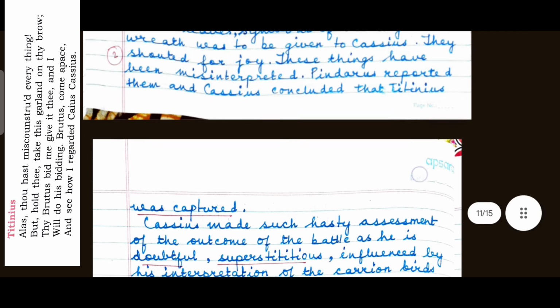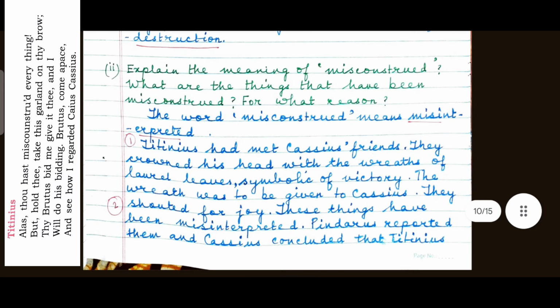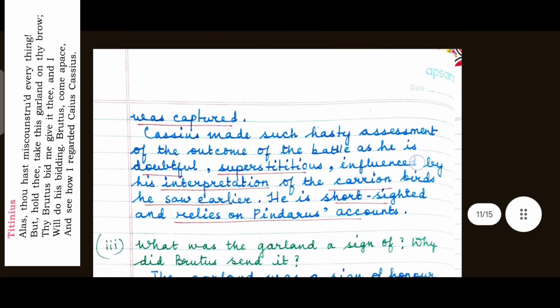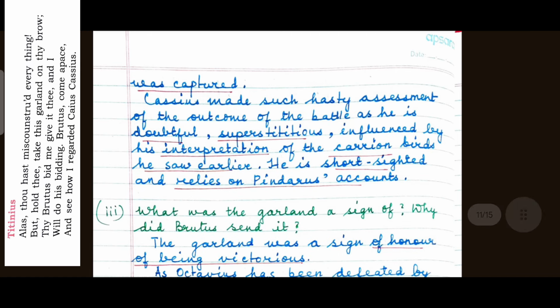For what reason did Cassius misinterpret? Cassius made such a hasty assessment of the outcome of the battle as he is doubtful. He is superstitious. He is influenced by his interpretation of the carrion birds he saw earlier. So mentally he is upset because of all the omens and superstitions. He is doubtful, superstitious. He is vulnerable. He is short-sighted as well and relies on Pindarus's accounts.